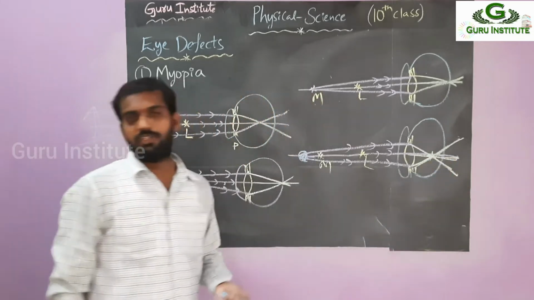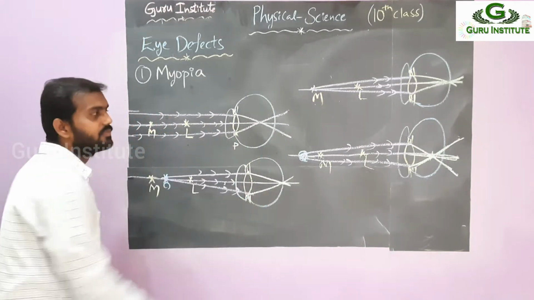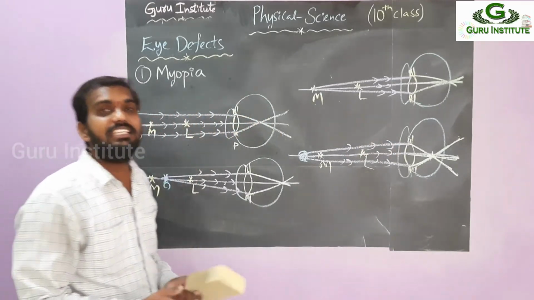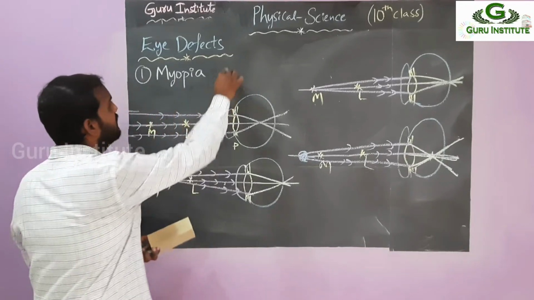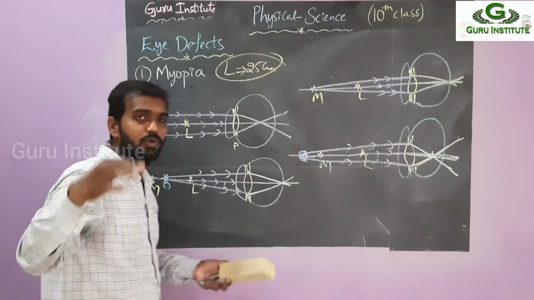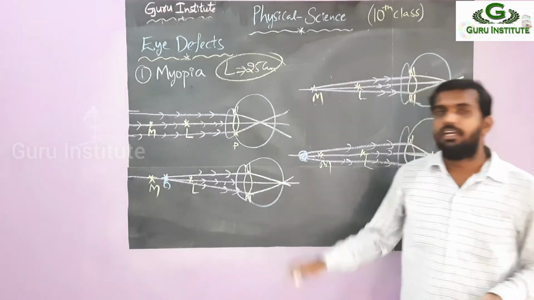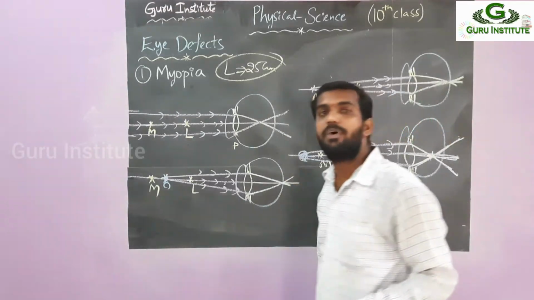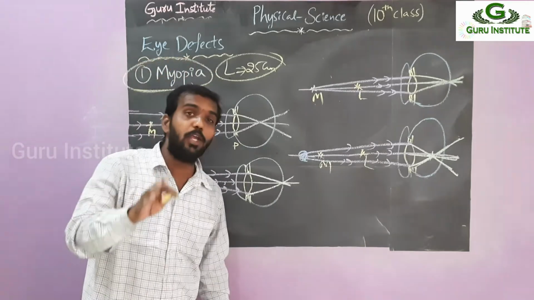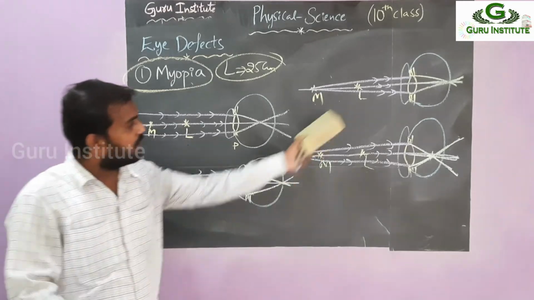Now observe these pictures. These are 4 types of pictures I gave you. This is our eye. The L point is nothing but the least distance for distinct vision. L means it is at a distance of 25 cm. It should be applicable for all persons. Why? Because only after 25 cm we can see, right? This type of picture is available for a person who is having the defect myopia. Right? Now you can observe. No need to learn by heart, just remember the pictures.